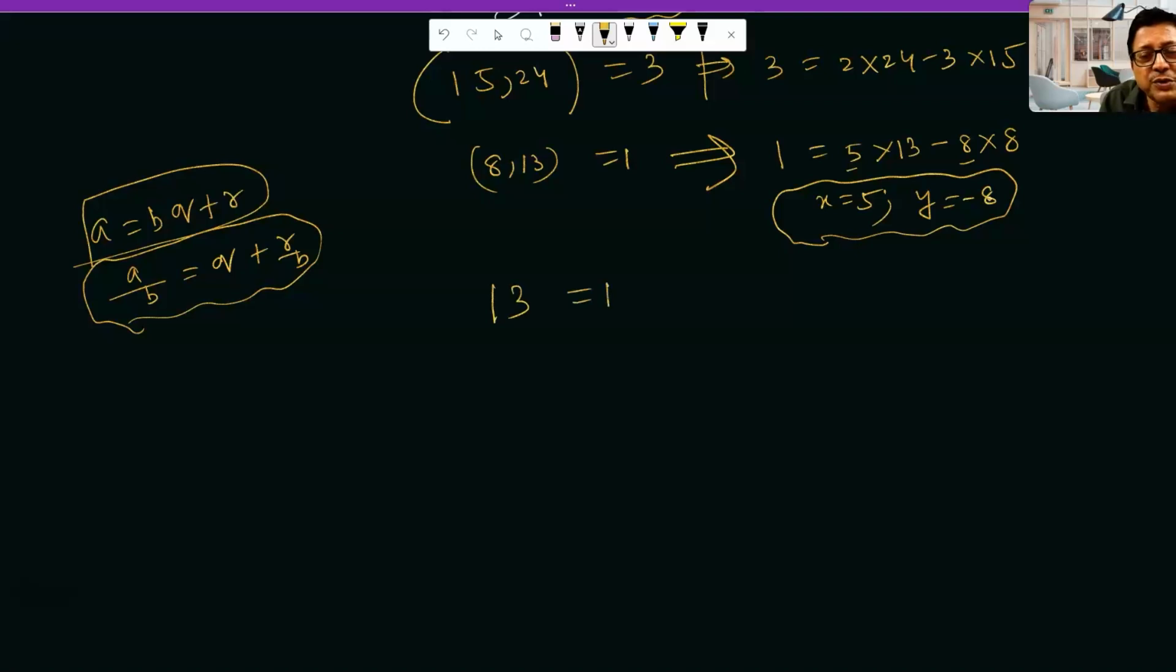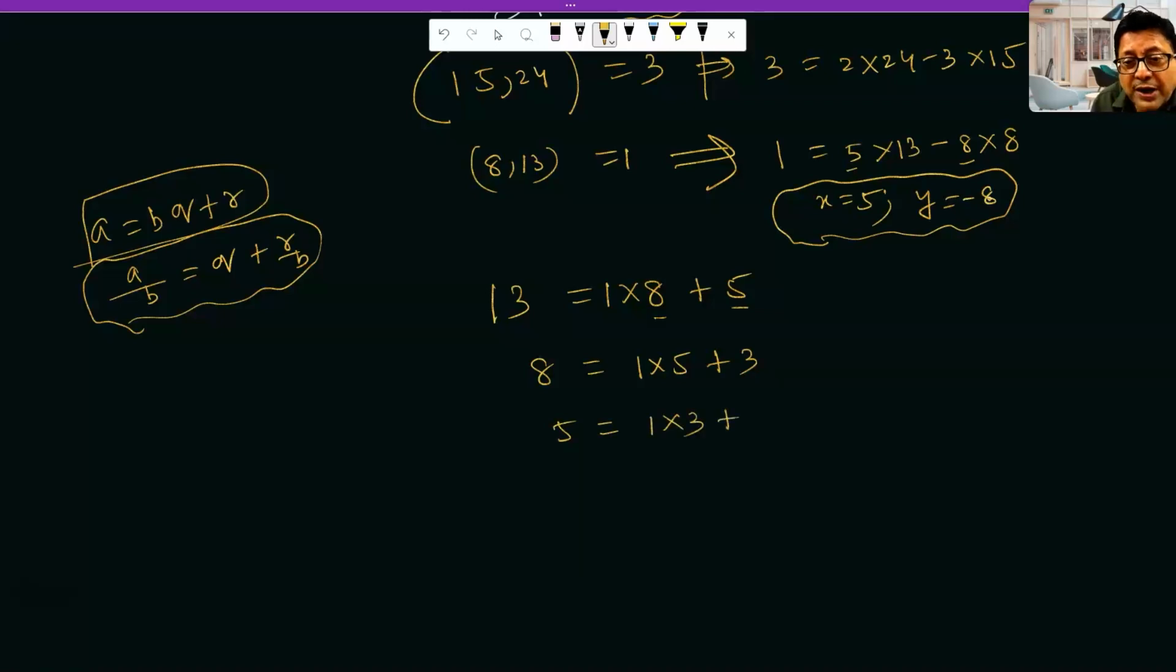13 equals 1 into 8 plus 5. Isn't it? My concern is about the divisor and the remainder. The divisor is 8 and the remainder is 5. So I am trying to express 8 in the form 1 into 5 plus 3. Not over. Then GCD of 13 and 8 reduces to GCD of 8 and 5. Now it is being reduced to GCD of 5 and 3.